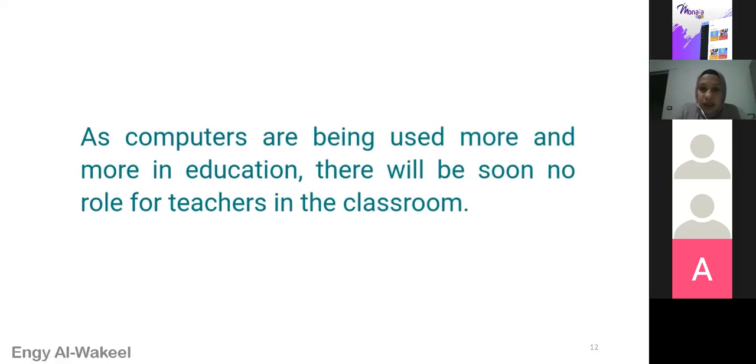Okay, I have now a question. As computers are being used more and more in education, there will soon be no role for teachers in the classroom. This is a question that could be in your article. I want you now to write a paragraph using simple, complex, and compound sentences to practice using them in a paragraph. You got it or not yet? As a kind of practice using the sentences that we already did. Yes, I got it. Come on. So let's write using the chat and I will check yours now.